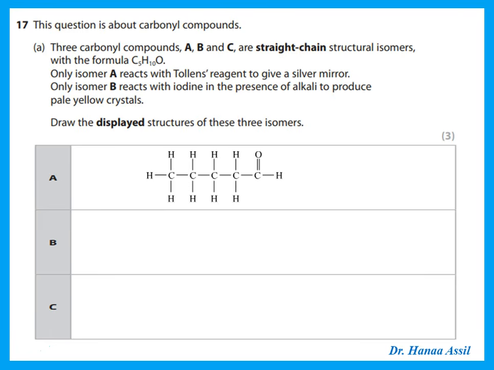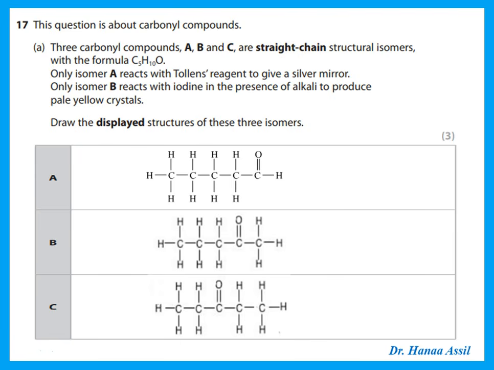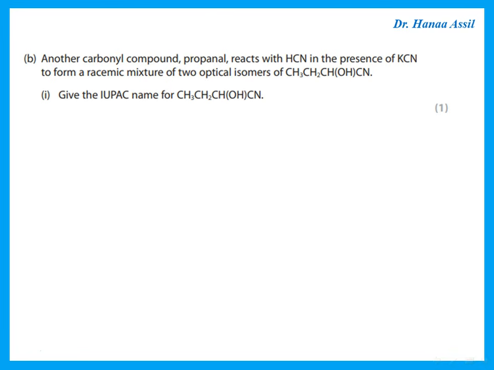B reacts with iodine in presence of alkali to produce yellow crystals. This was a test for what? This was a test for the presence of a C double bond O with a CH3 next to it. So this is the structure of B. And then C is another structure that has also a carbonyl, and that will have to be in the middle of the compound.